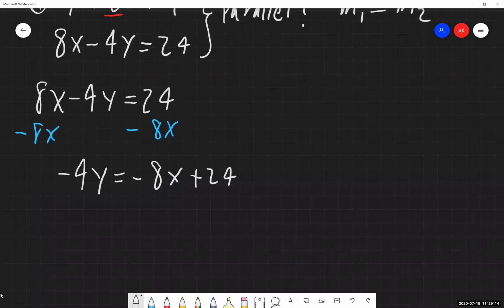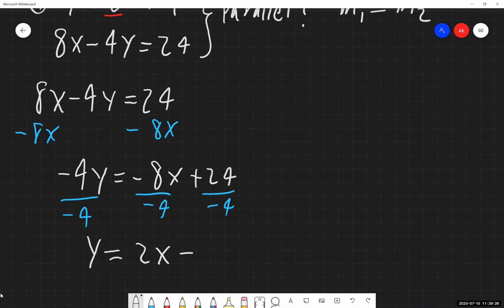So I have that there, dividing both sides by -4. And again, that means every single term is divided by -4. And I'm getting y is equal to 2x minus 6. So now I have my second equation written in slope-intercept form. I need to determine what is the slope. The slope is also 2 right here.